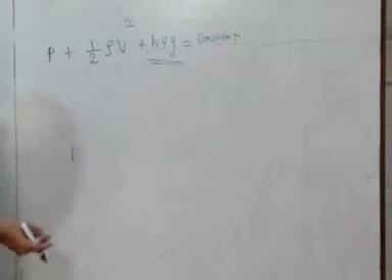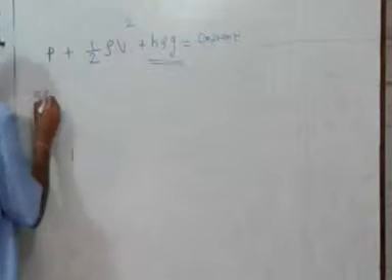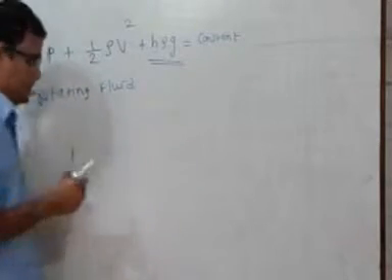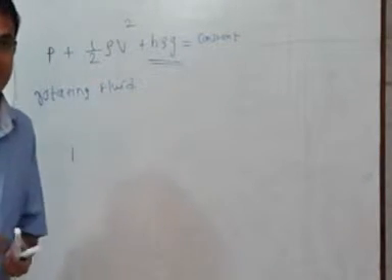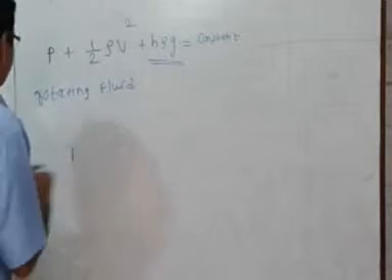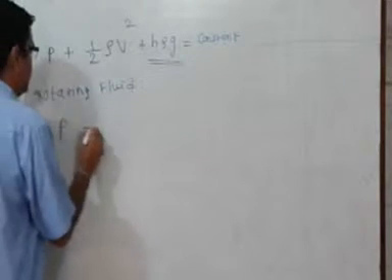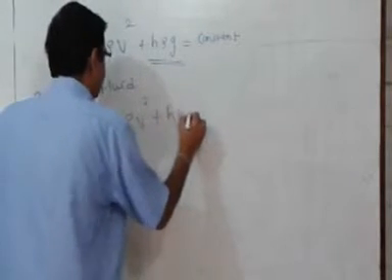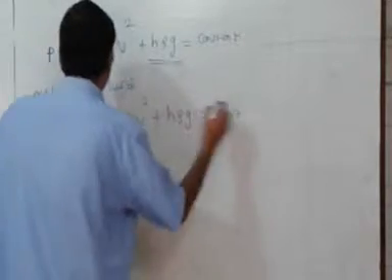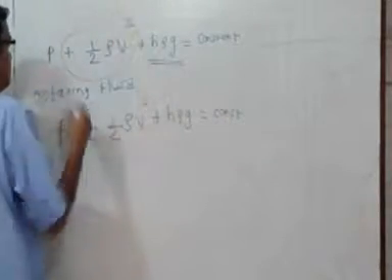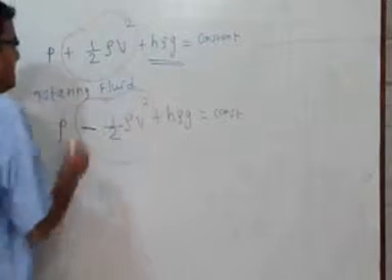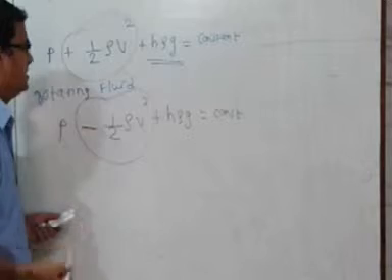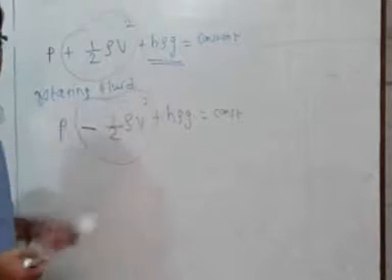But if we apply Bernoulli's principle to rotational motion, a very important modification is required to be made in this Bernoulli's equation, which is conservation of energy, and what we get is actually P minus half rho v square plus h rho g is equal to constant. Please note the difference. This is plus half rho v square, whereas this is minus half rho v square. We are going to make an attempt to understand how the Bernoulli equation gets modified in case of a rotating fluid.